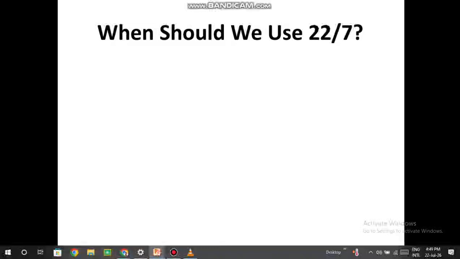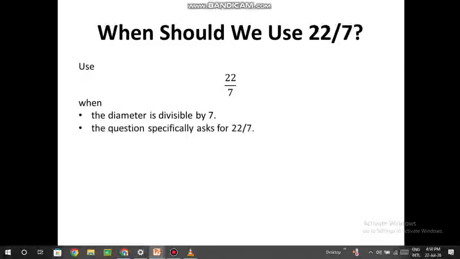When should we use 22 by 7? So let's see when to use 22 by 7, the fractional value of pi, and when to use the decimal value of pi. When the diameter is divisible by 7. Or when the question specifically asks for 22 by 7. So exact fractions are preferred.